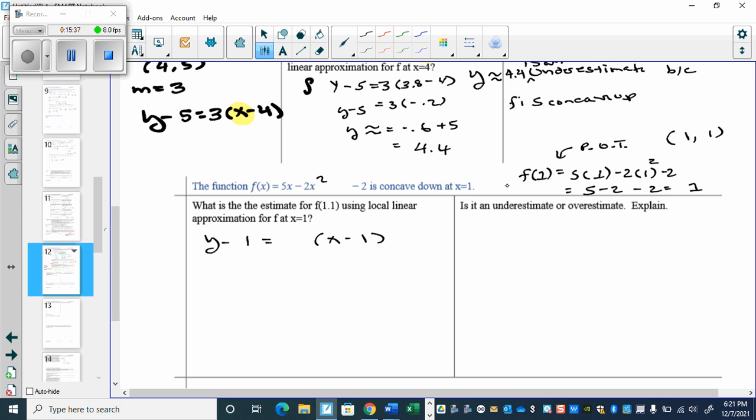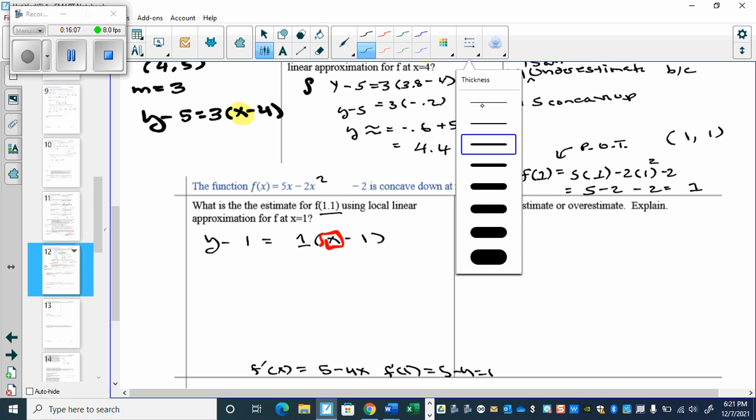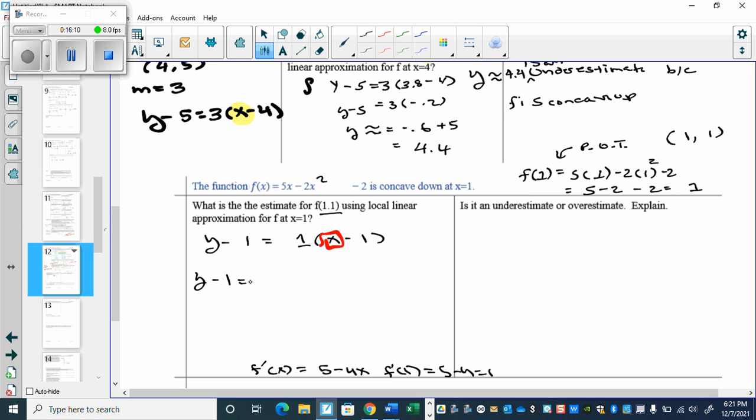I need my slope, so f prime of x equals 10x minus 2. So f prime of 1, my slope, is 8. I want to estimate this value, so I'm replacing x, just repeating the process. I find myself saying y minus 1 equals the slope times 1.1 minus 1. This is 0.1, so y equals the increment plus 1, approximately 1.1.